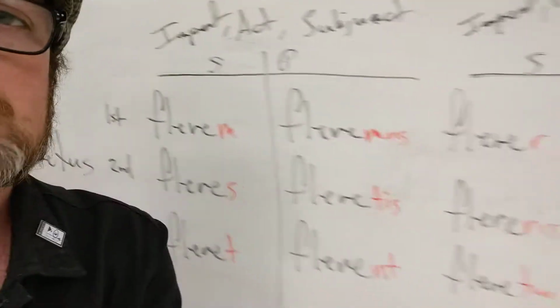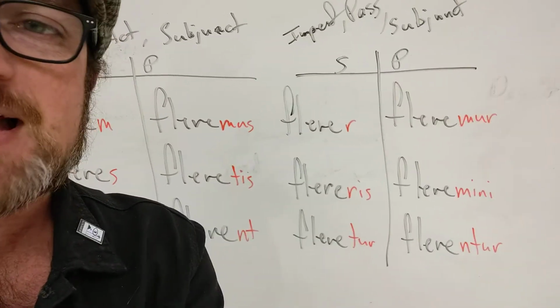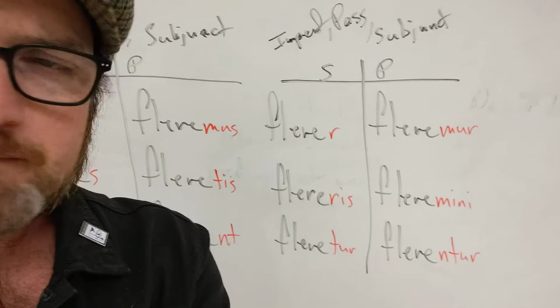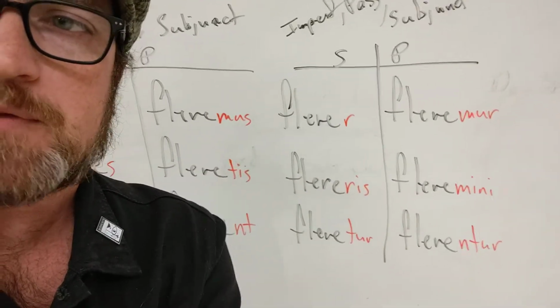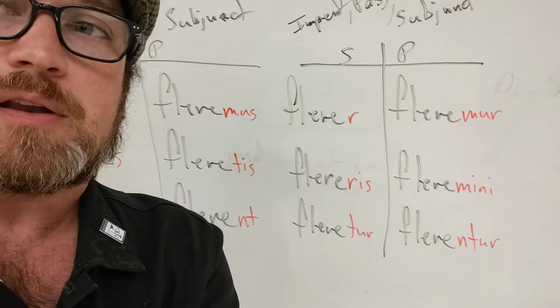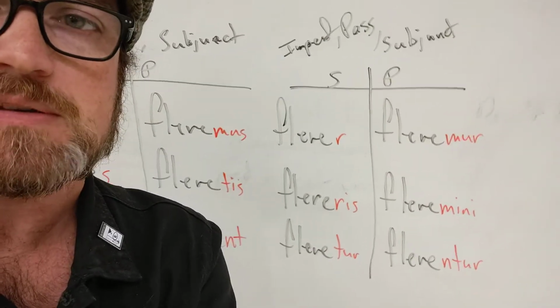All right, and if it's passive, then just stick a passive ending on it. Same deal. It's that simple. So there's really nothing terrible about this form. If you can recognize an infinitive and you already know your personal endings, that's as easy as the imperfect subjunctive is.